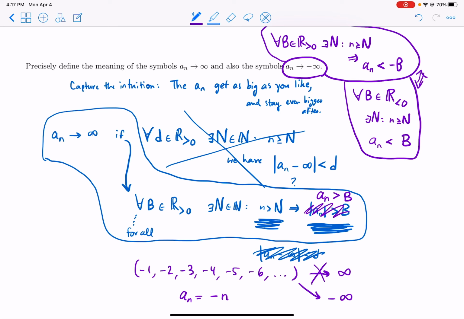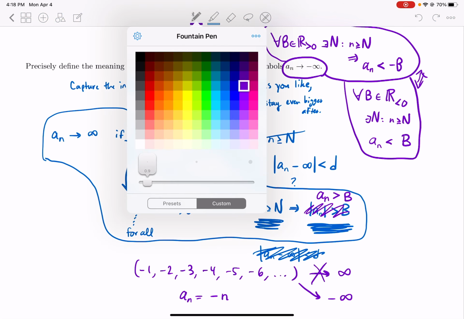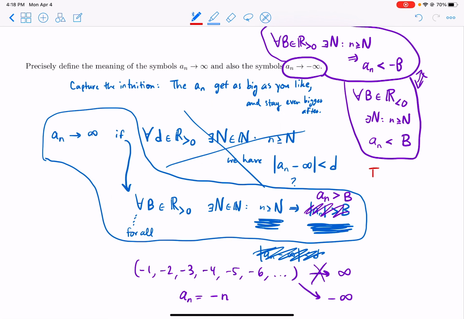Okay. Now this works. Now we have that this is true, that it doesn't go to infinity, because the minus signs won't become positive, because I did not put absolute value. Okay. And that actually shows one more thing that I'll put as a comment. These definitions only make sense when the a sub n are real numbers. They don't really make sense for complex numbers.